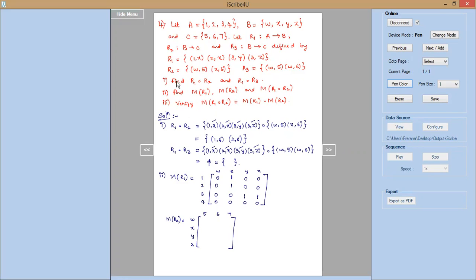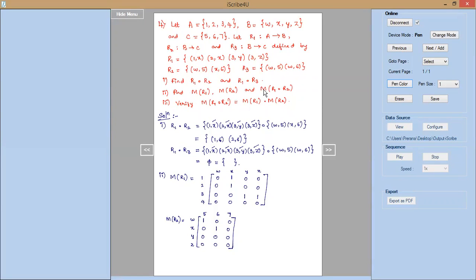So how is R2 given? R2 is a relation defined as W comma 5, X comma 6. So for W5, first row, first column will be 1. Then we have X comma 6, so second row, second column will be 1. The rest of the elements will be 0 because there are no more elements defined in the relation R2. So the rest will all be 0. So this is how we find the matrix of R2.